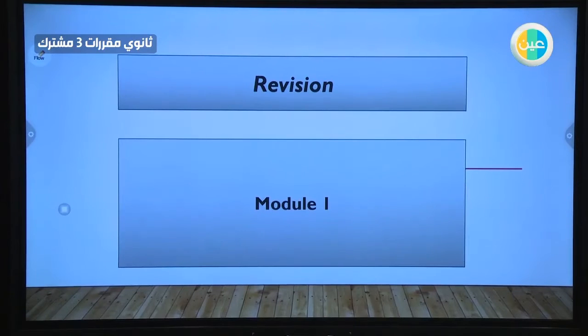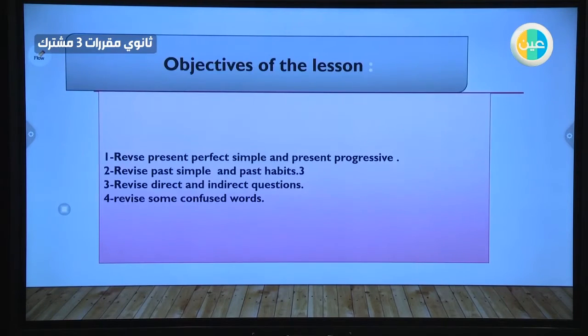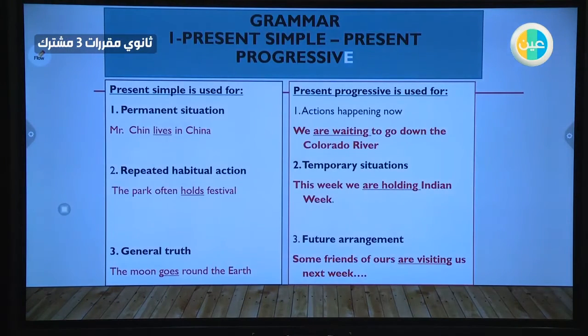Let's start revision of module 1. We have many objectives today. Of course, because it's revision, we will revise what we have taken in module 1. In module 1, we have taken present perfect simple, present progressive, present simple, past simple, and past habits or routine by using "used to", and direct and indirect questions. We will also revise some confused words if we have the time.